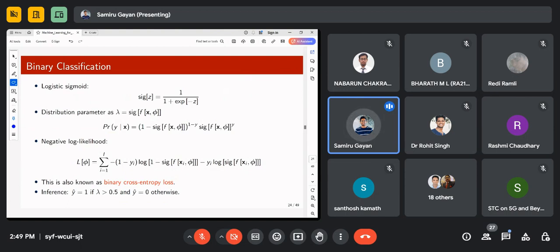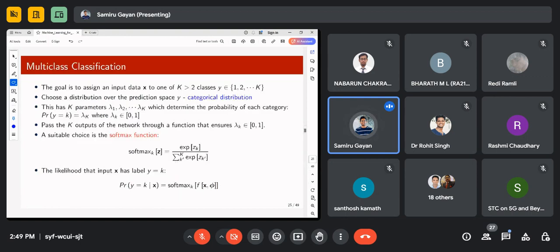So you can use the logistic sigmoid function to do this whole thing. This binary cross entropy loss is the same thing as I mentioned earlier. Okay, so multi-class classification is so important when we discuss detection in wireless communication setups.